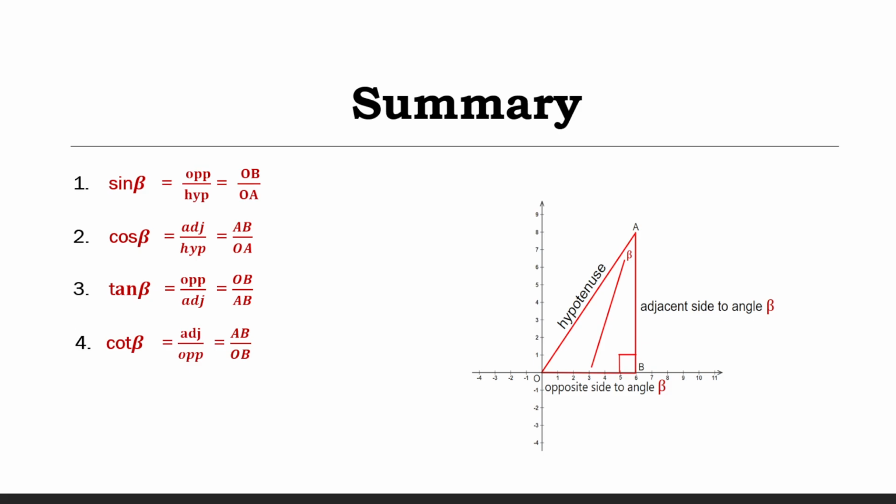The cotangent beta is equals to the adjacent side to angle beta divided by the opposite side to angle beta, which gives us AB over OB. The secant of beta is equals to the hypotenuse side divided by the adjacent side to the angle beta, and that gives us OA over AB. The cosec beta gives us the hypotenuse over the opposite side to angle beta, which is OA over OB.